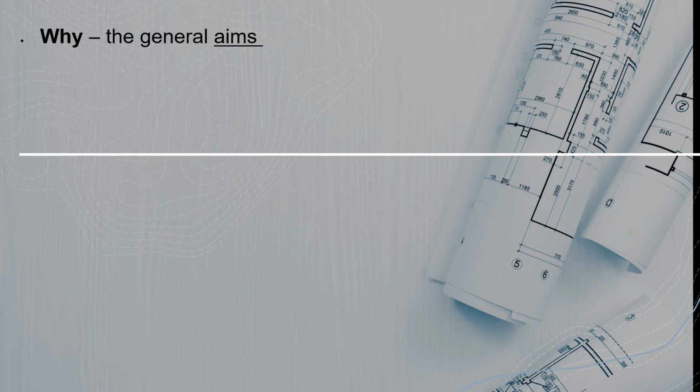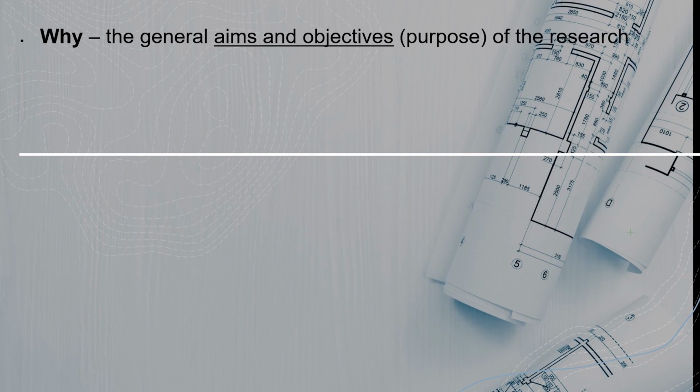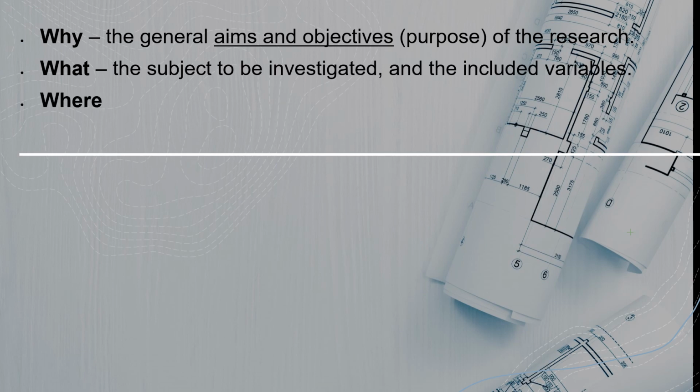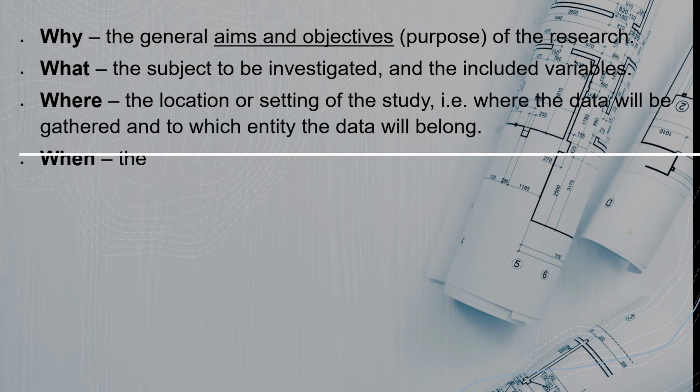Why? The general aims and objectives, purpose, of the research. What? The subject to be investigated, and the included variables. Where? The location or setting of the study, i.e. where the data will be gathered and to which entity the data will belong. When? The time frame within which the data is to be collected.